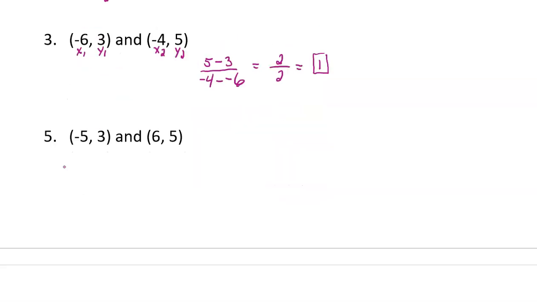Number 5. This is x1 and y1, x2 and y2. 5 minus 3 divided by 6 minus negative 5. This makes 2 over 11. From one point on the line to get to another point on the line, you can rise 2 squares and run 11 squares.